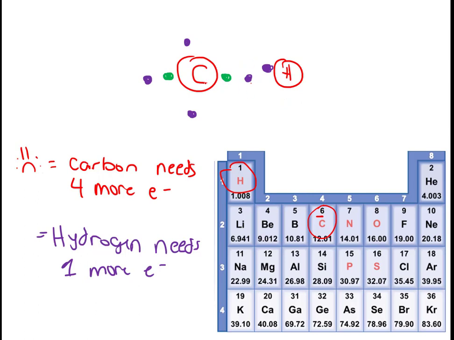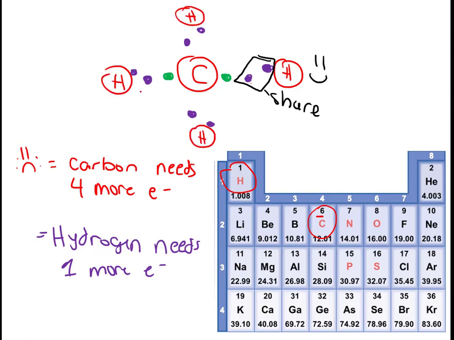So what can hydrogen and carbon do? Well, maybe hydrogen can share this electron with its friend, carbon. So they're going to share. Now, this hydrogen is really happy because it has the 2 electrons it always wanted. Carbon is still not happy because it still needs 3 more. So what we can do is have 3 more hydrogens come in. All of these hydrogens have 1 electron as per usual. And these hydrogens can share their electrons with carbon.